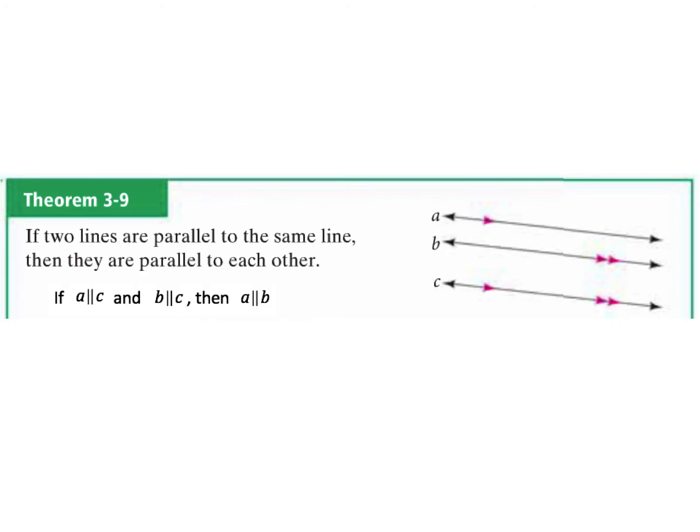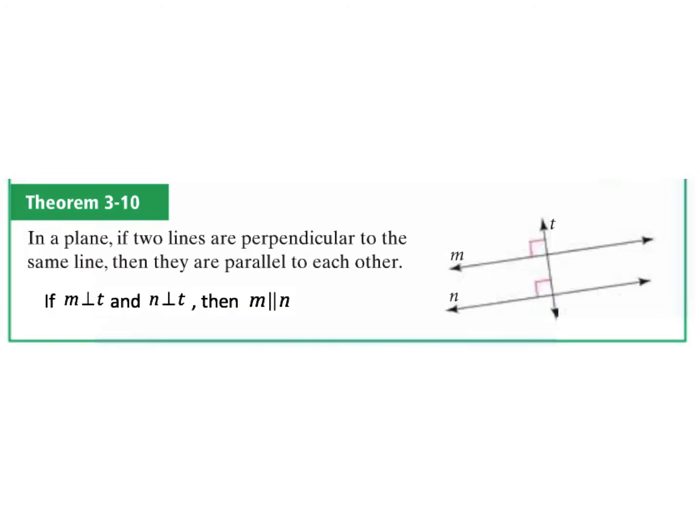So if two lines are parallel to the same line, then they're parallel to each other. So if A is parallel to C and B is parallel to C, then A is parallel to B. Similarly, if two lines are perpendicular to the same line, then they are parallel to each other. So if M is perpendicular to T and N is perpendicular to T, then M is parallel to N.